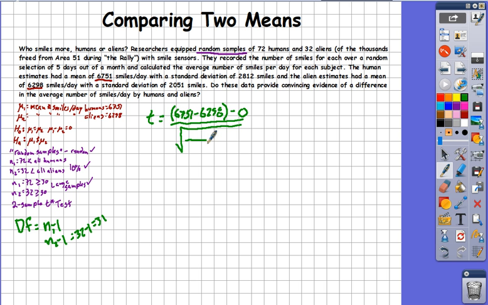So remember, this is two samples. So we're going to have two things to put here. We're going to take our mean for the first one, 6,751, and we're going to square it. And then we're going to divide it by the sample size, 72. Then we're going to do the same thing with the alien data, which is 6,298 squared divided by its sample size of 32.